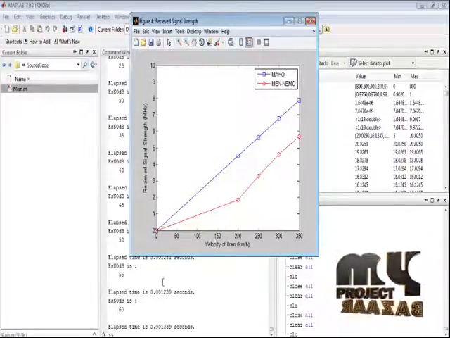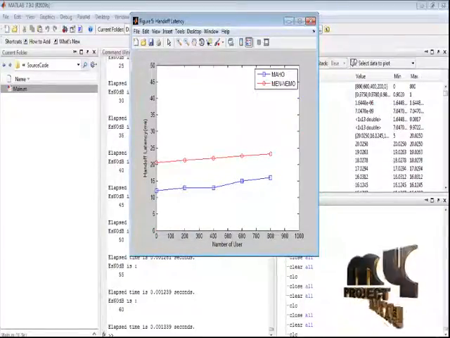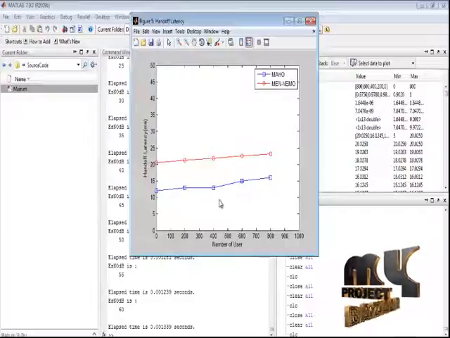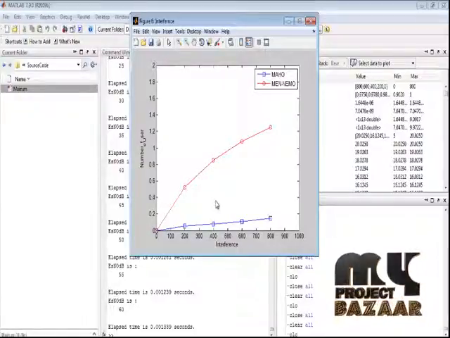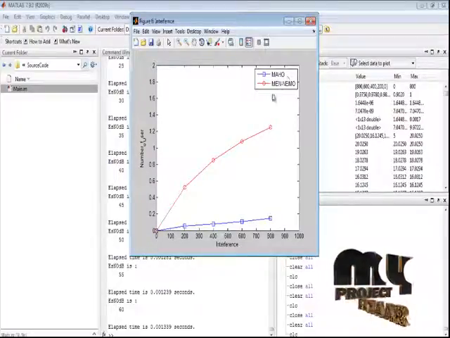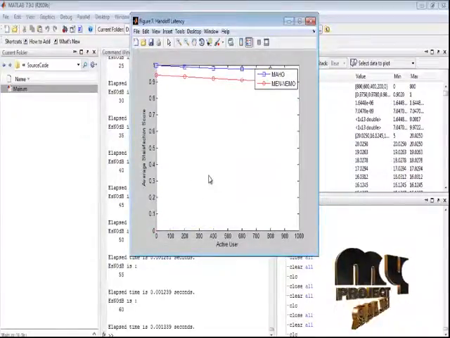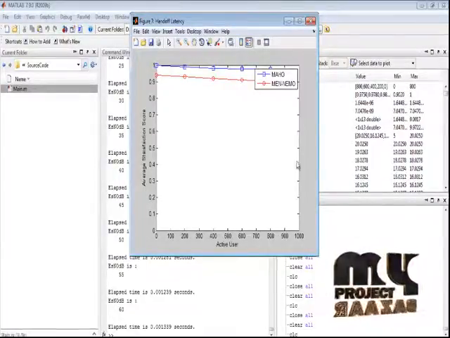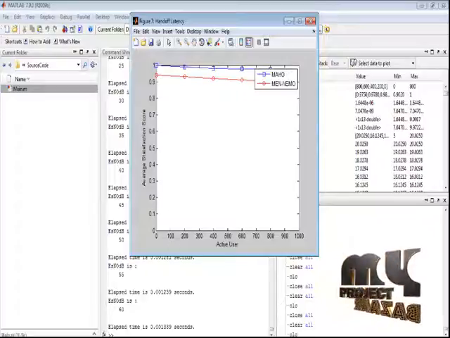This is the graph of handoff latency against the number of users. If the number of users increases, the handoff latency will be gradually stable. And this is the interference graph, interference versus number of users. This graph is plotted for the MAHO and NEMO schemes, that is existing versus proposed. And this is the handoff latency versus average satisfaction score. So if the number of active users increases, the average satisfaction score will be stable, that is constant.